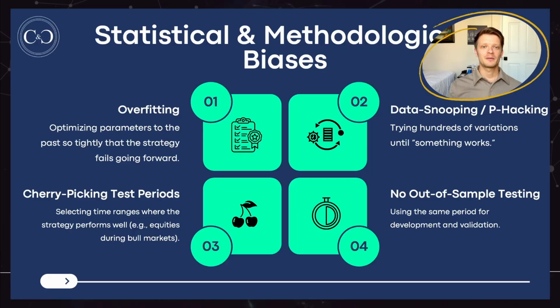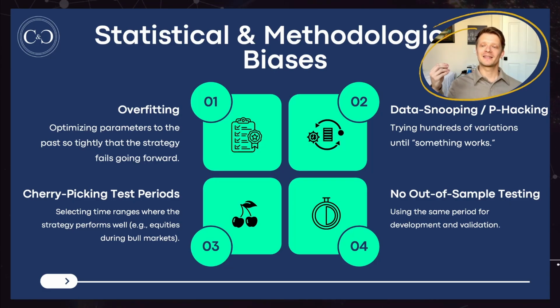The last bias that we will go over is statistical in nature. First here being overfitting. Overfitting is optimizing to noise that most likely won't repeat. You're changing the parameters of the strategy so that it fits the data perfectly, even though that data most likely will never return or never repeat that way again.